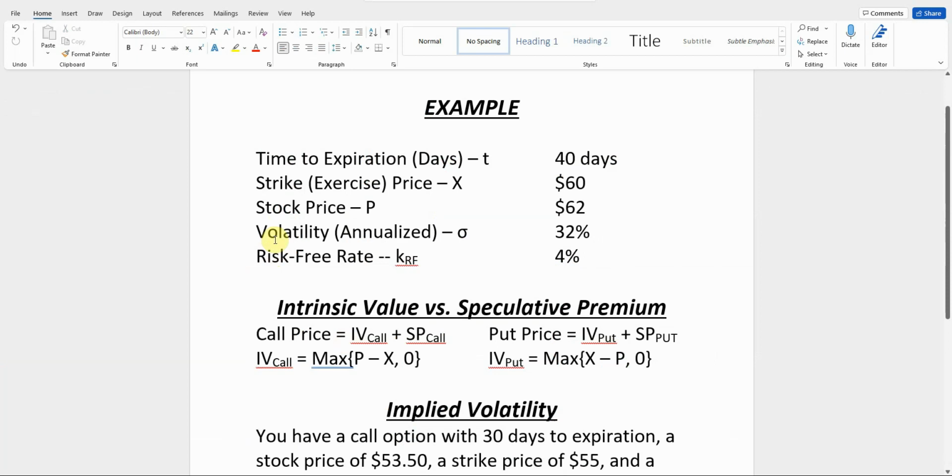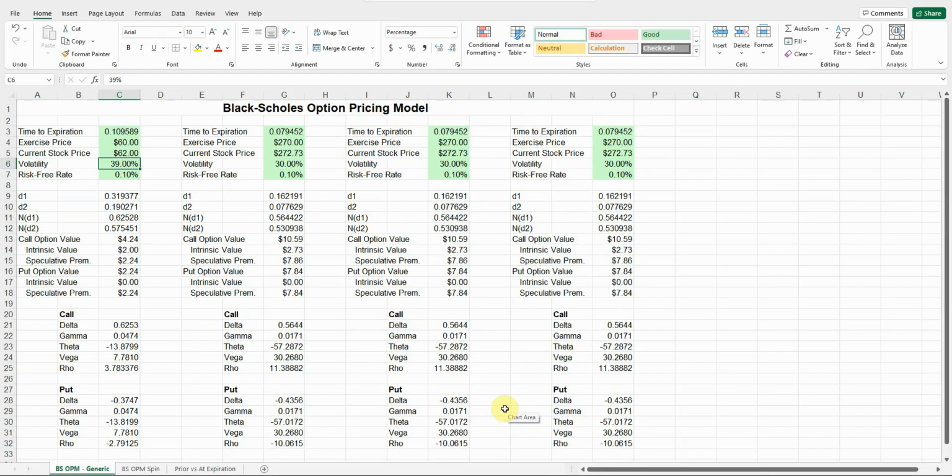Next up, we need the volatility. The volatility is our annualized volatility, and that's 32%. Little side note on volatility. A lot of times students will ask, well, how do you estimate volatility? And the answer is it's really tricky to do, because you can estimate what volatility has been, but ultimately what you need to value the option is what volatility will be between now and the time the option expires.